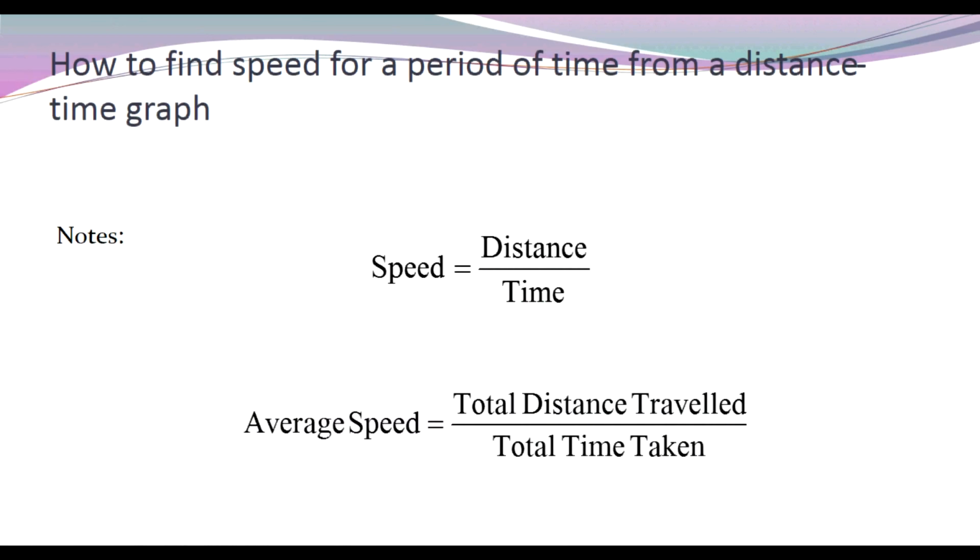Next, how to find speed for a period of time from a distance-time graph. This is the formula. Repeating the formula, you must remember: speed equals distance over time, and average speed equals total distance traveled over total time taken.